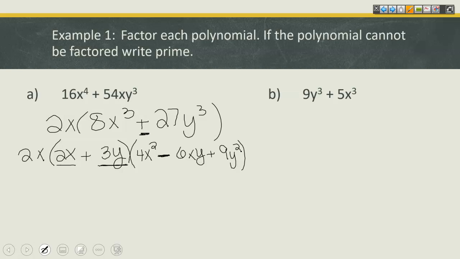Like this will never be further factorable. So if you use the sum of cubes formula, that second part will never factor further. Does that make sense? It's like people try to factor this. I'm like, it doesn't factor. So you're done.